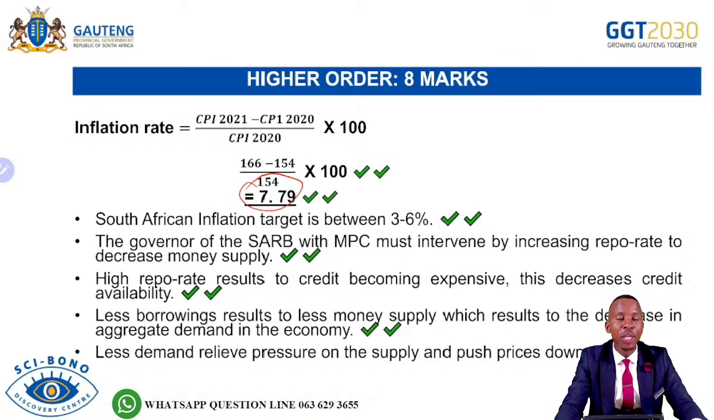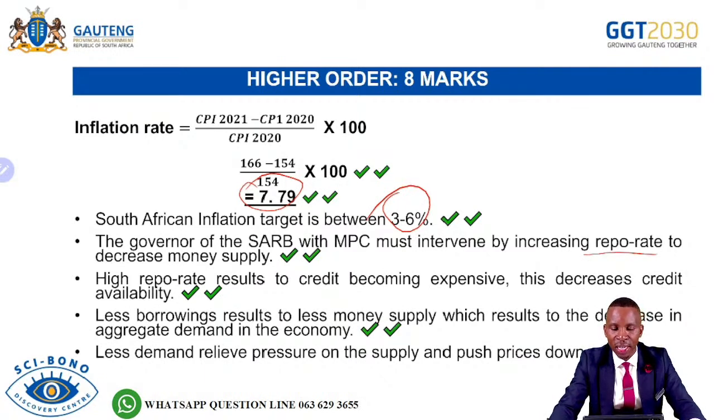Now, after that, you need to advise the governor of the Reserve Bank on what should be done to ensure that the inflation is reduced from this condition of 7.79%. Remember, our inflation target is between 3 to 6%. South African inflation target is between 3 to 6%. So this becomes a problem for the nation. The governor of South African Reserve Bank with the MPC must intervene by increasing repo rate or repurchase rate to decrease the money supply in the circulation.